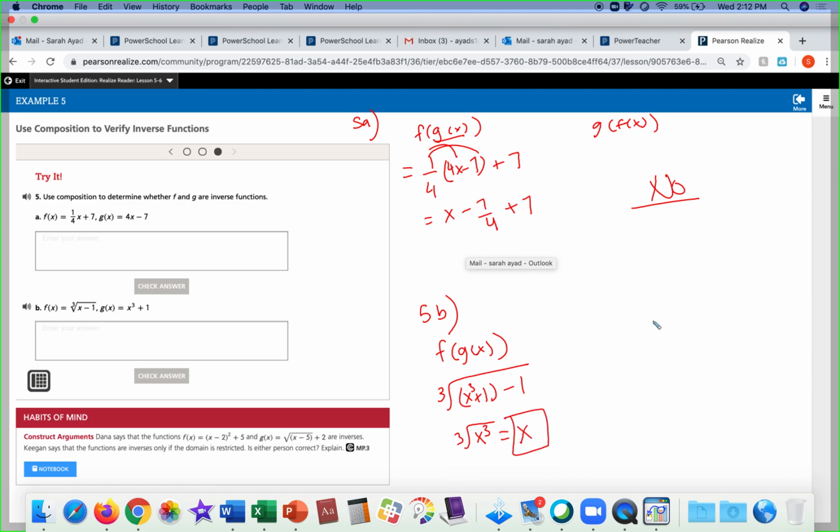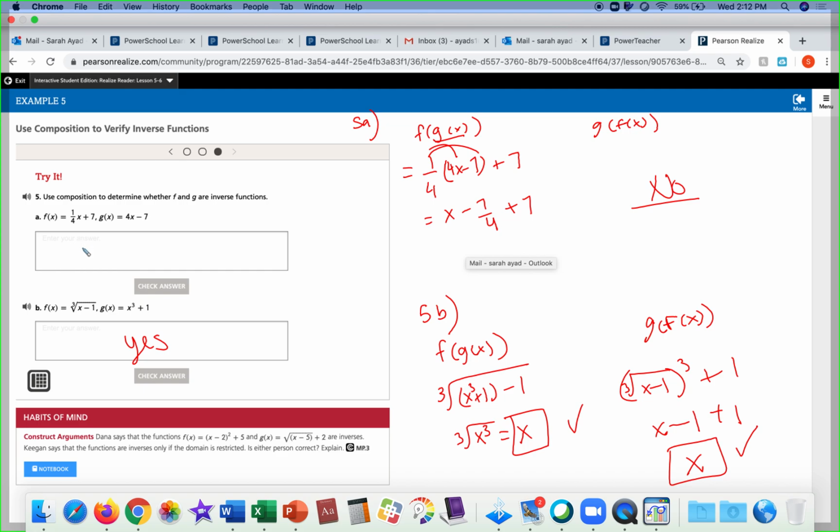Simplifies out. Now let's go ahead and do g of f of x. Even though we know we're going to get x, let's still just check. Something cubed plus 1. We have the cube root of x minus 1 in for x. Well, a cube root cubed simplifies out as x minus 1 plus 1. Negative 1 plus 1 is also x. So it works. So here they are inverses, whereas in this one they are not inverses.